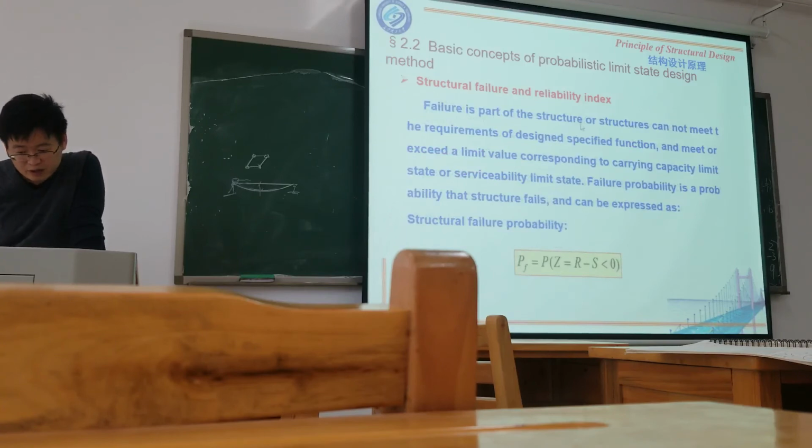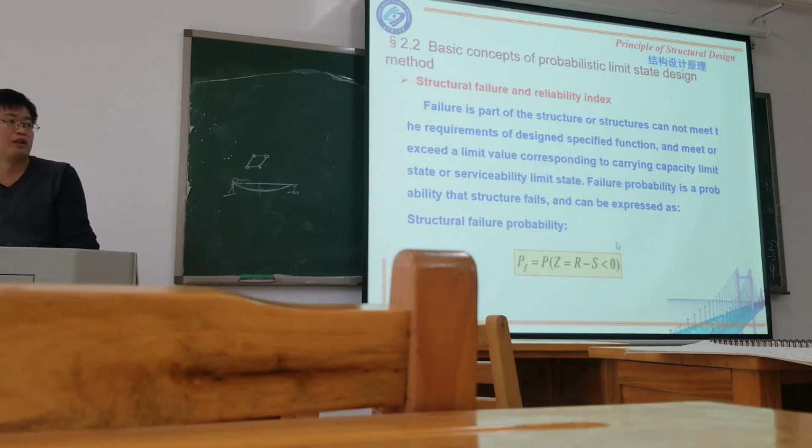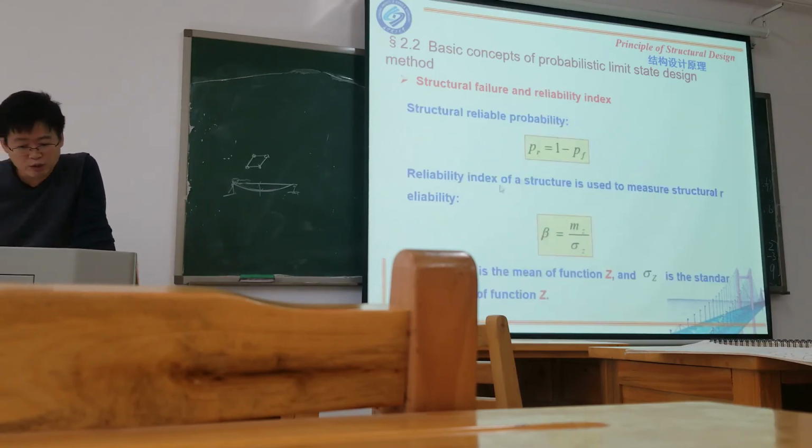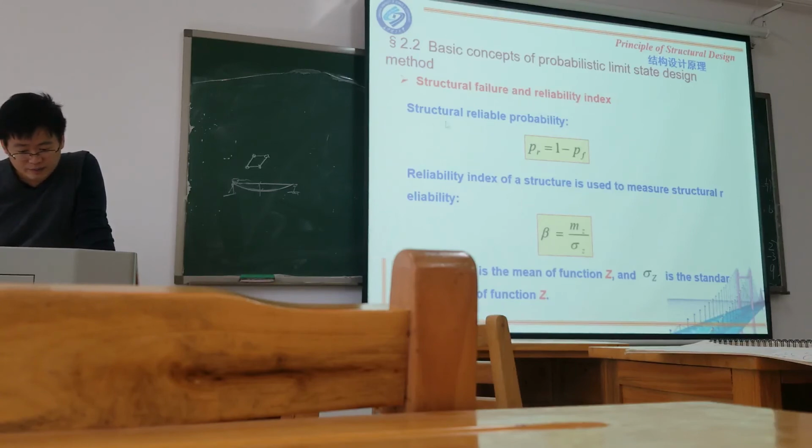So failure is when part of the structure, or the structure, cannot meet the requirement of the design specified function, or exceeds the limit value corresponding to the carrying capacity limit. Failure probability is the probability that the structure fails and can be expressed using this probability formula. From this formula we can get a value, maybe 95% or 97%, a probability to describe the reliability. So for structure reliable probability, we can use this formula: Pr, reliable, equals 1 minus Pf, failure.